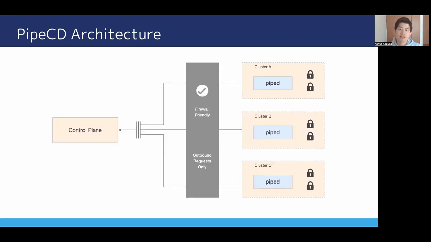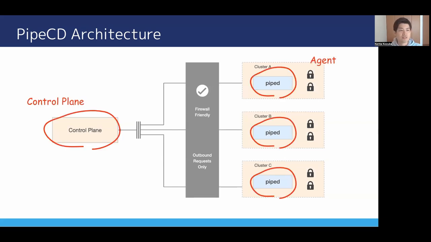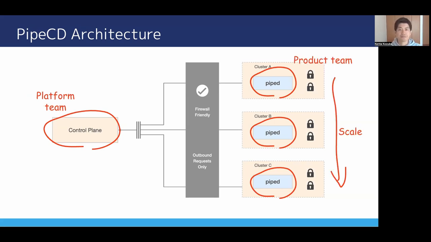PipeCD has a unique architecture which gives us a superpower to deploy to a variety of teams and environments. There are two components, control plane and PipeD agent. Control plane is a stateful component which stores data in database and file store, while PipeD agent is stateless. It's a single binary so that you can install easily anywhere.